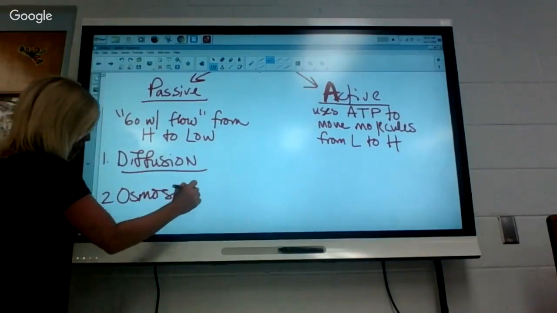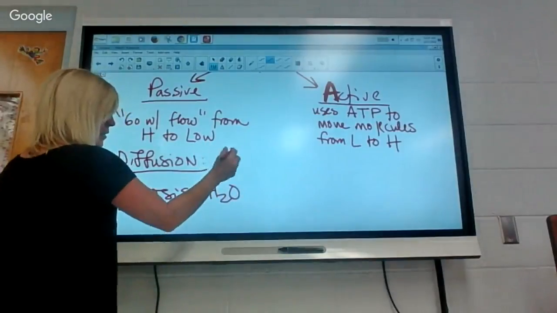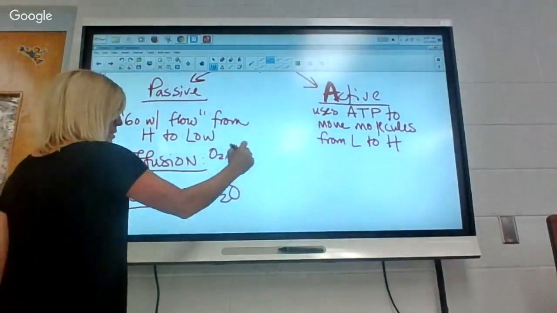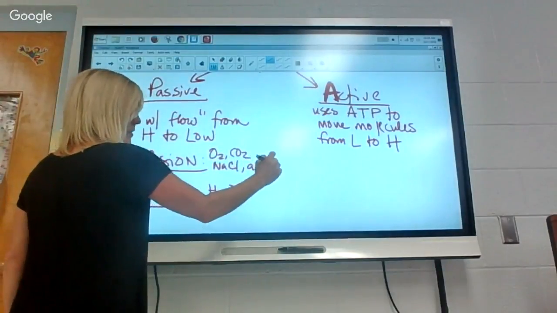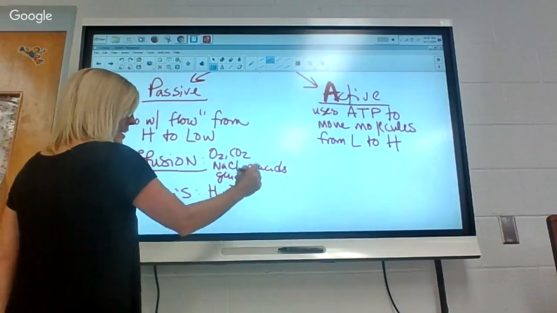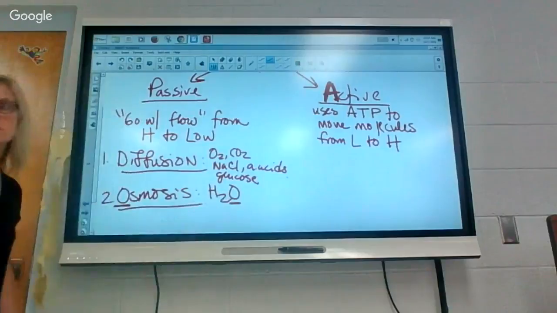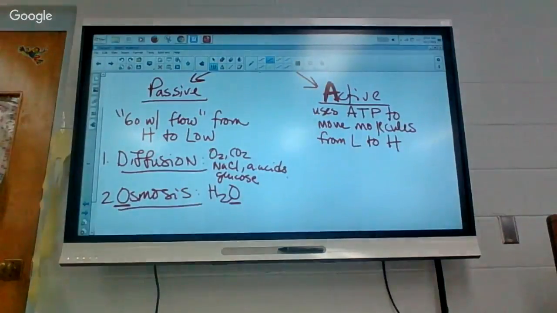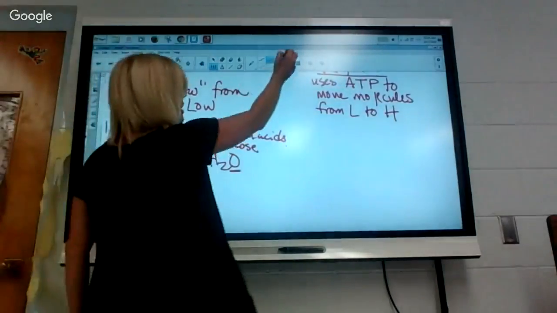So this is water, and then this is other small molecules. Oxygen, CO2, small salts, right? Amino acids. So those are the things that just go. Glucose. I mean, anything that's tiny, but water is H2O, osmosis. So with your colored pencil, if you did not emphasize that, I would.